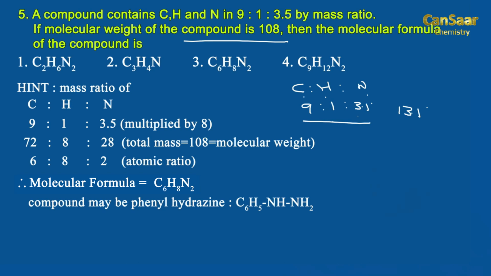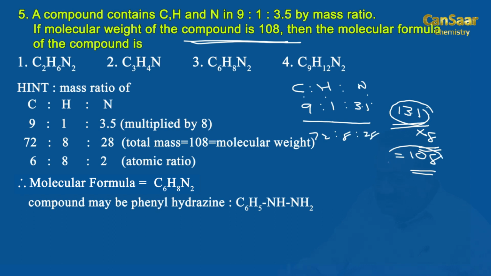9 plus 1 is 10, plus 3.5 is 13.5. Multiplied by 8, we will get the molecular weight of the compound, that is 108. So 9 plus 1 plus 3.5 totally 13.5, 8 times is nothing but the 108 molecular weight of the compound. Hence let us multiply this by 8 throughout. 8 9s are 72, 8 1s are 8, 8 3.5s are 28, totally it comes to 108. 72 plus 8 is 80, plus 28 is 108 by mass.